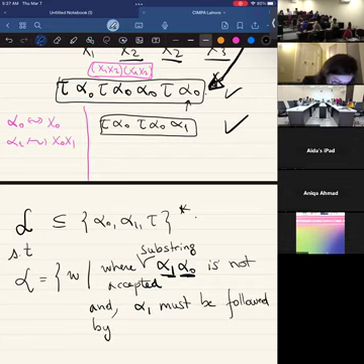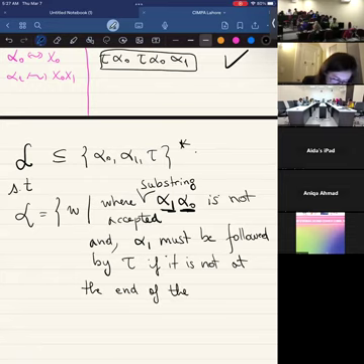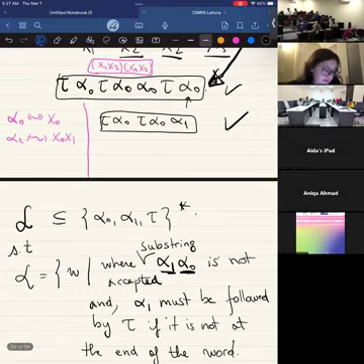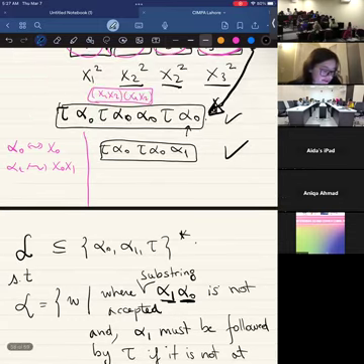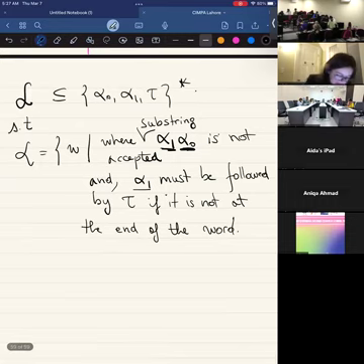by tau, if it is not at the end of the word. So the reason is to not have, the reason is to have this bijection. So if we allow alpha 1 to be, so here is one example.